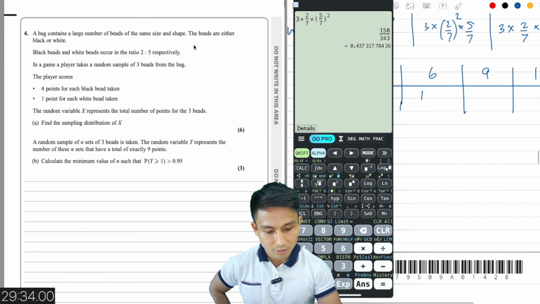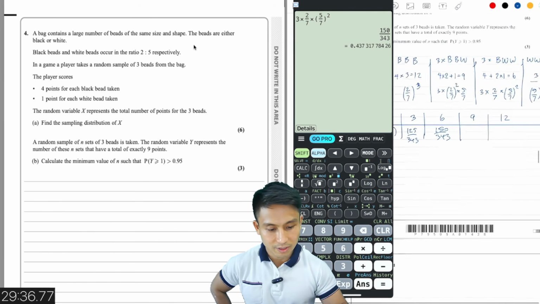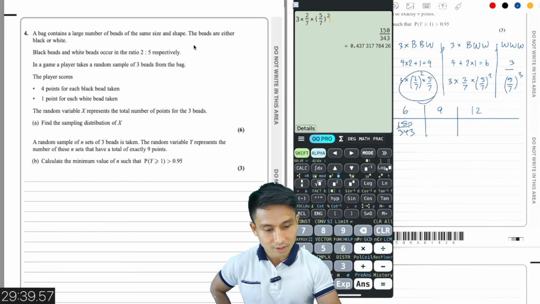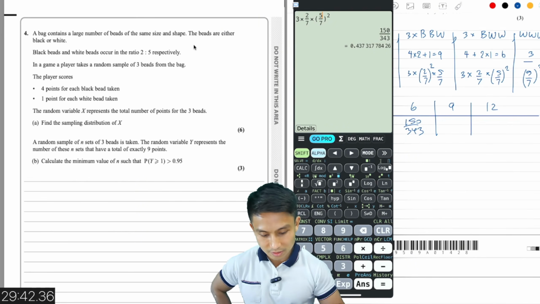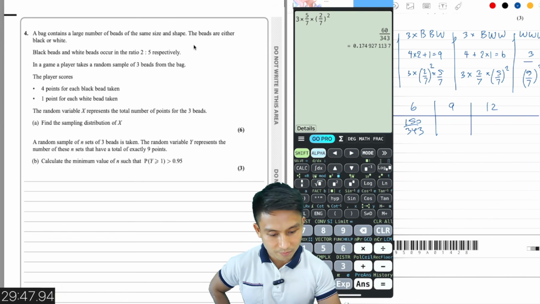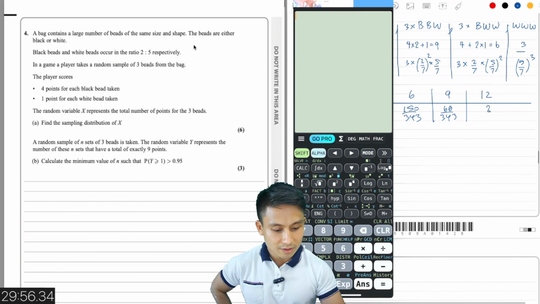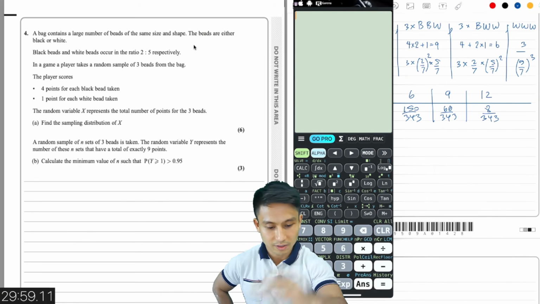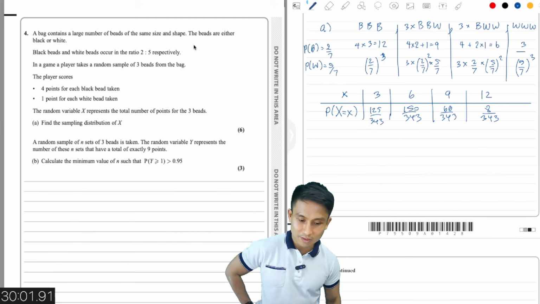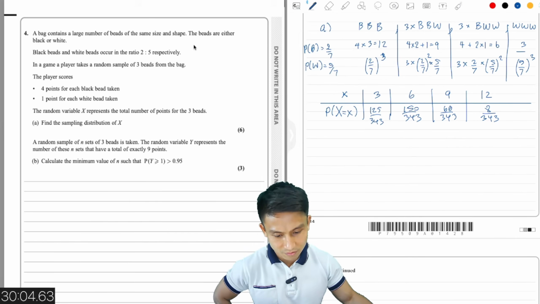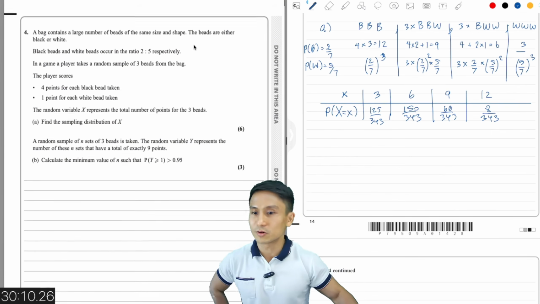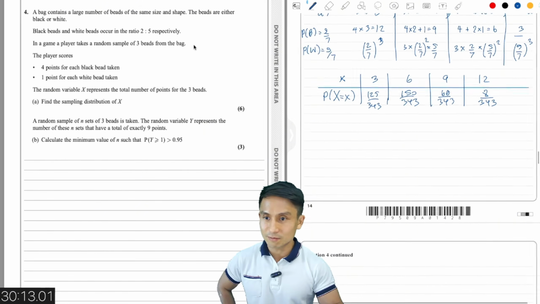Yeah, 150 over 343. And now for the 9, which is this guy right here, we're just going to change that to 2 and that to 5, right? Just swapping them. So 60 divided by 343. And then the last one is just 2 to the 3 is 8, so 8 divided by 343. And if you add up the numbers on the numerator parts there, you should get 343, I believe so. 210. Yep, it is 1. Okay, and that's done for the sampling distribution.